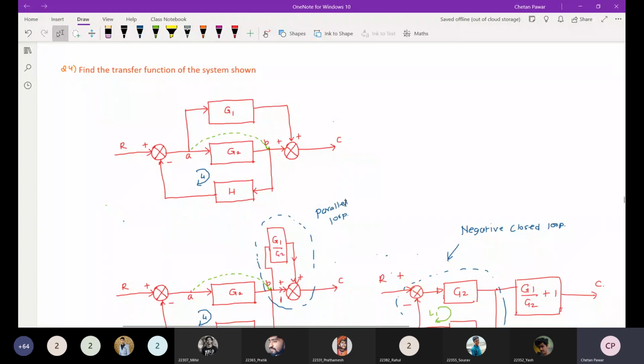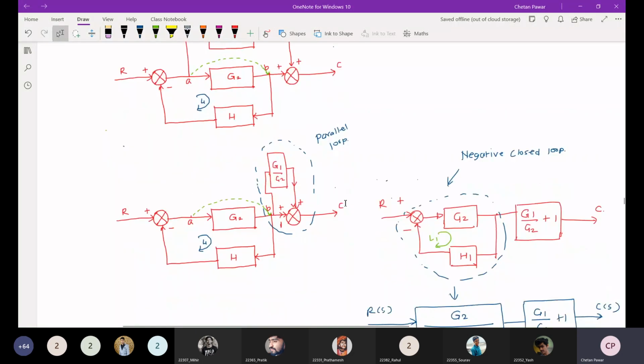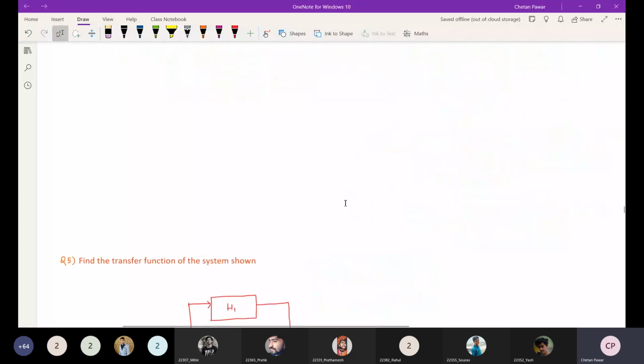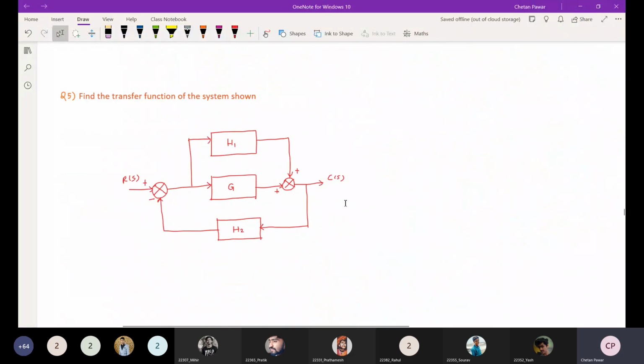Those who are new, just refer to the previous videos. In those, I have explained the block diagram reduction techniques. If you found any difficulty, you can ask me.